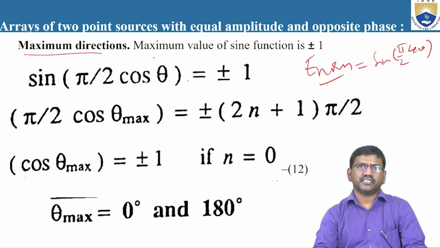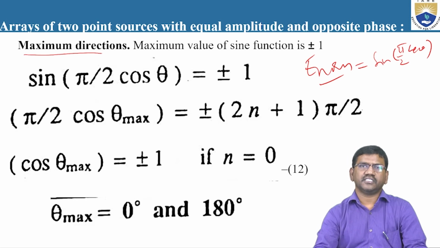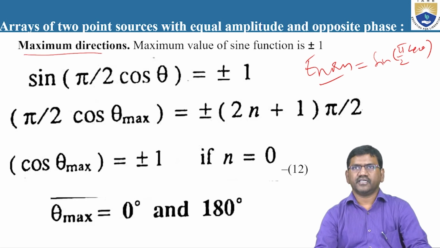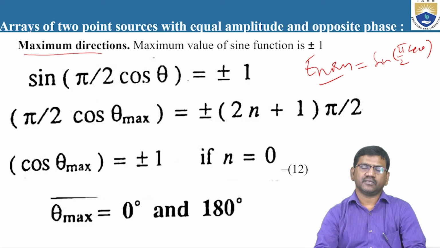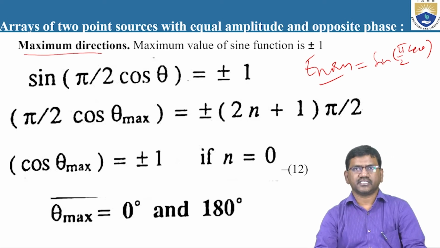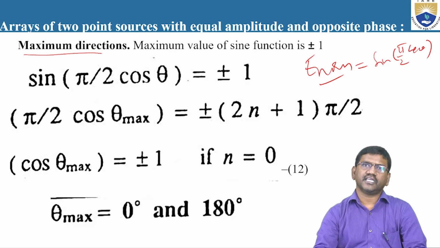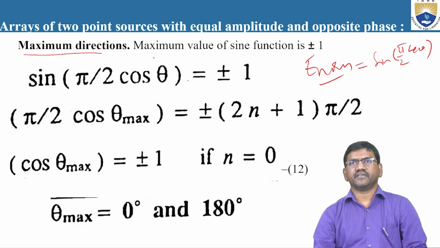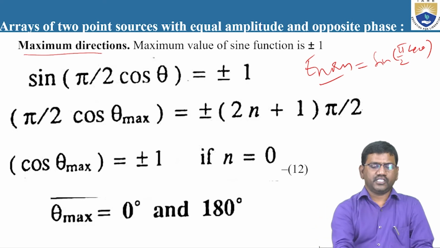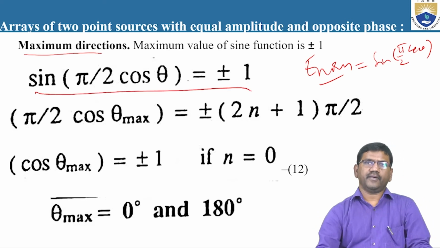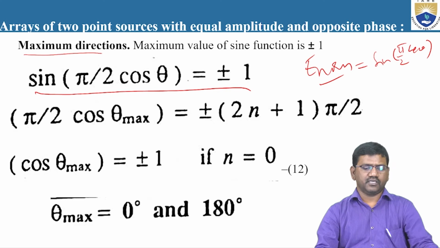And in both the directions, there is a possibility that the radiation pattern will be directed. The radiation pattern will be in the plus 1 direction and also in the minus 1 direction. It may be in the 90 degrees direction, it may also be in the minus 90 degrees direction. It may be in the 180 degrees direction, or it may also be in the minus 180 degrees direction. So for this function, that is sine of pi by 2 cos theta is equal to plus or minus 1.